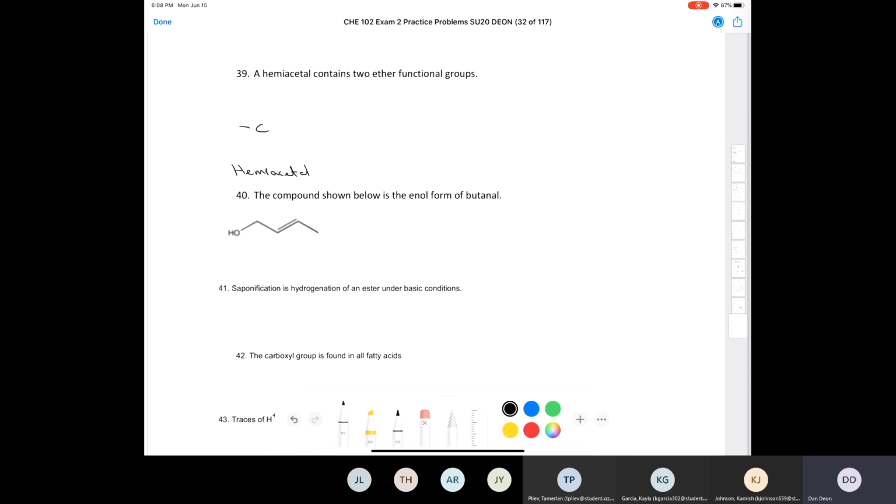The hemiacetal, okay, so whether we're making an acetal or a hemiacetal, we always start with the 2 R groups. A hemiacetal has a hydroxyl and an ether. An acetal has 2 ethers, okay? So this is false. It should say an acetal contains 2 ether functional groups, right? One here and one here, okay? Ether and ether. This is an alcohol and an ether.